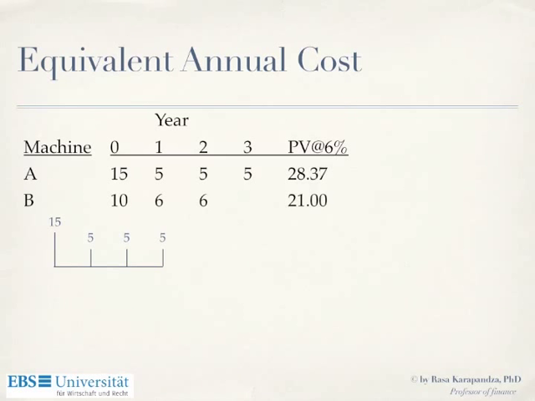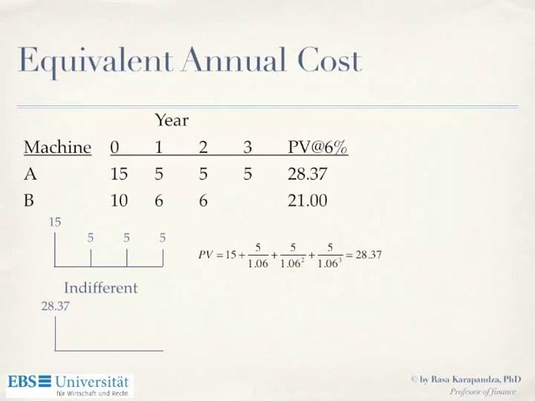This is the cash flow for the first machine. And we know that the present value of the first machine is 28.37, which means that we are indifferent between this cash flow stream and this cash flow stream. If I give you this cash flow stream, it is the same as if I give you this one. You are indifferent because they have exactly the same present value. So $28.37 today is the same as this cash flow stream.